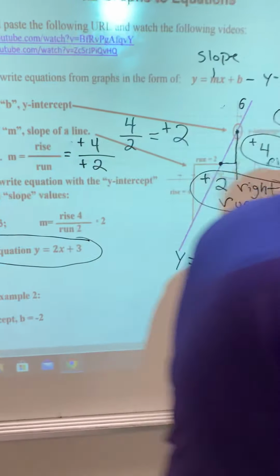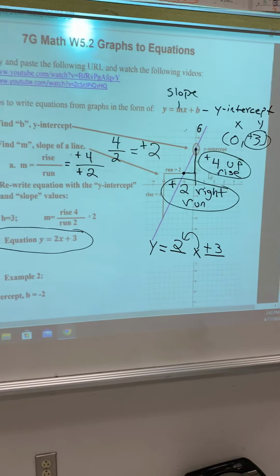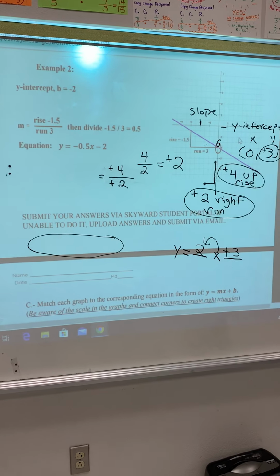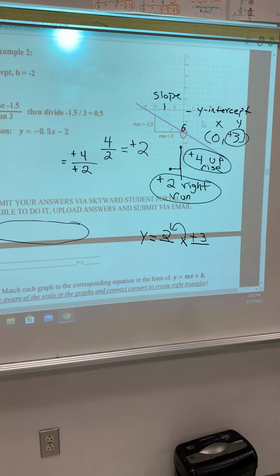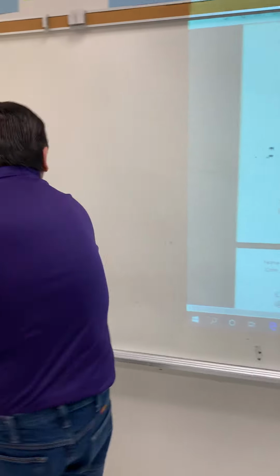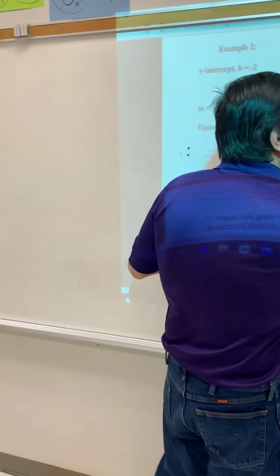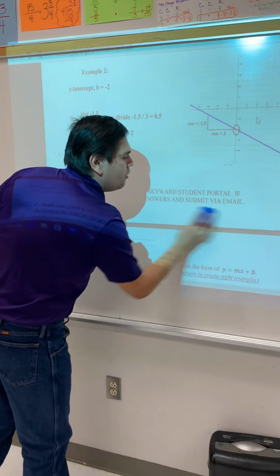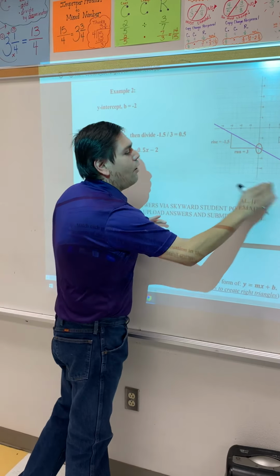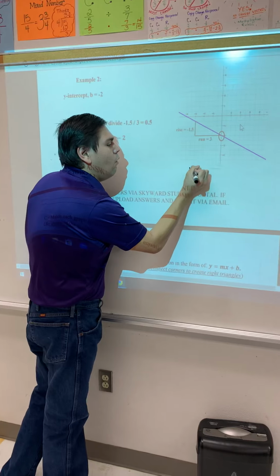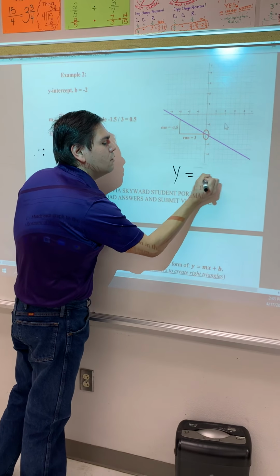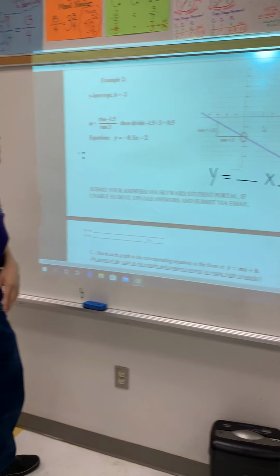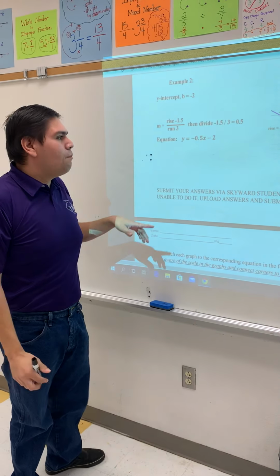Now, let's go ahead and do the second example you see in your notes, following the same steps we just did. Let me erase this here. And we're still going to do the same thing. I'm going to start with my y equals blank x blank. Step 1, remember I told you to find the y-intercept.